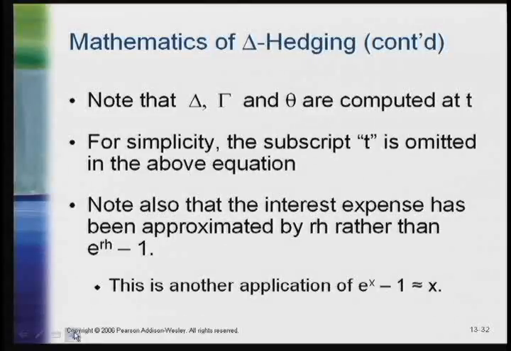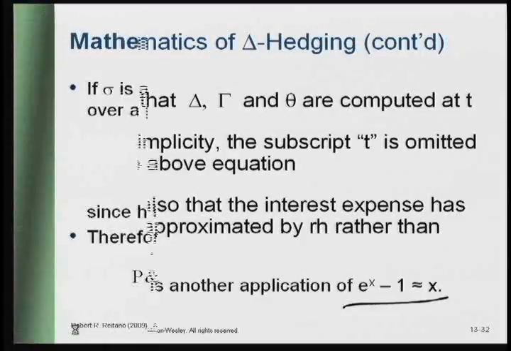Notice that the theta and the delta and the gamma, they're all calculated at time t with the given stock price. So each one of them should have a subscript to denote the time at which we calculated them, because they all change over time. And we just, for notational simplicity, didn't have that. And then I already made the point that the interest approximation is, again, using this formula.